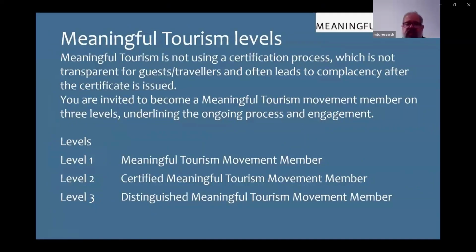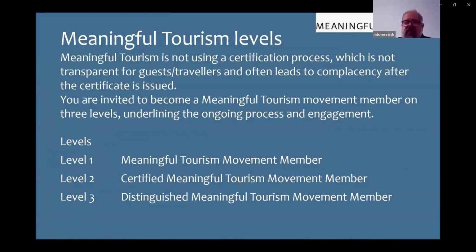So meaningful tourism is not using a certification process. That's an important point to make. So this is not all about getting a certificate to hang behind your desk on the wall, because it is not transparent for guests or travelers. As we all know, there are so many certificates, and some are very easy to get and some are not so easy to get. So normal customers, normal guests really don't know which one is which one.